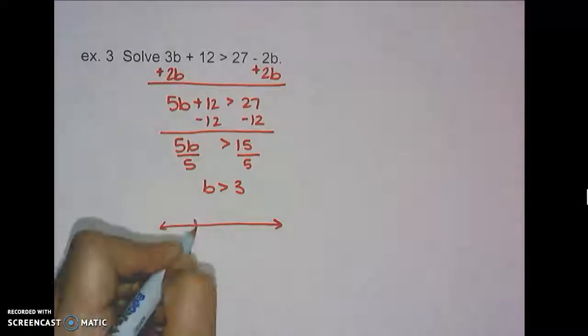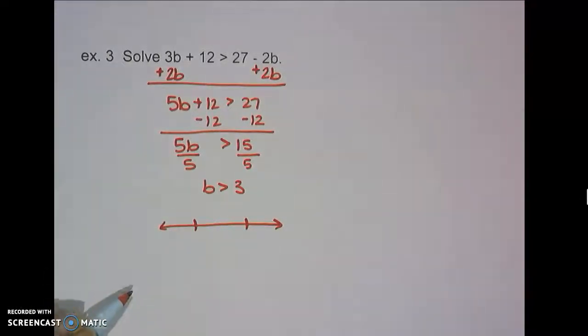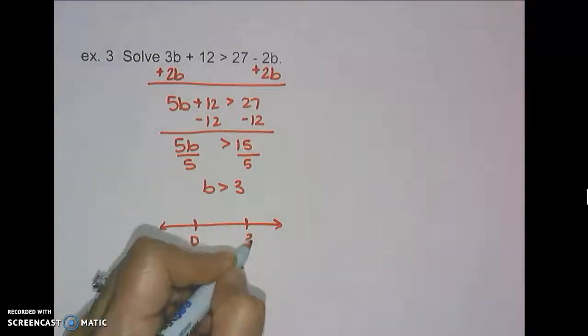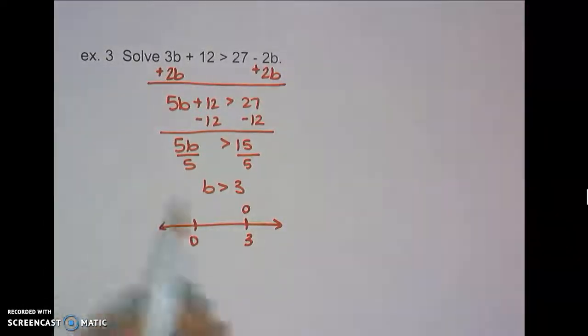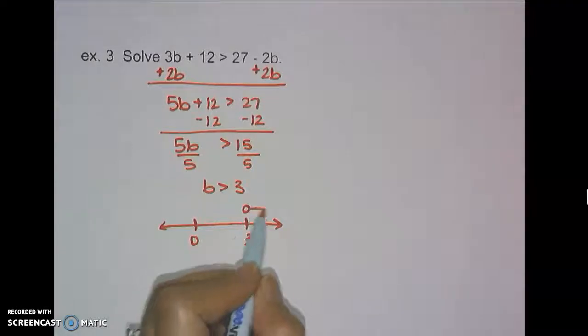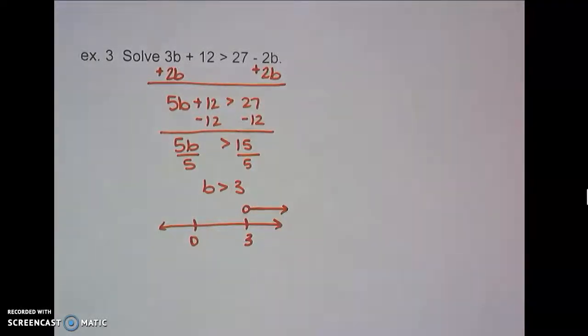All right, so we need two numbers on our number line, 0 and 3. 0 is going to come first, then 3. At 3, we need an open circle. And since b is greater than, we're going to shade on over to the right.